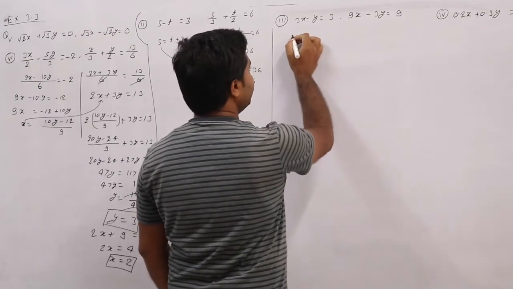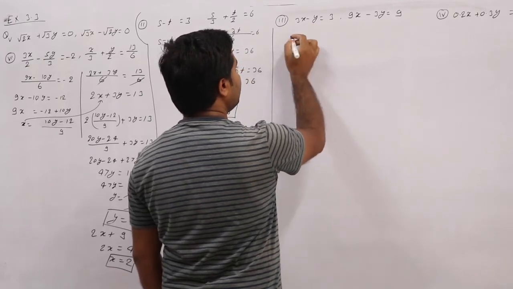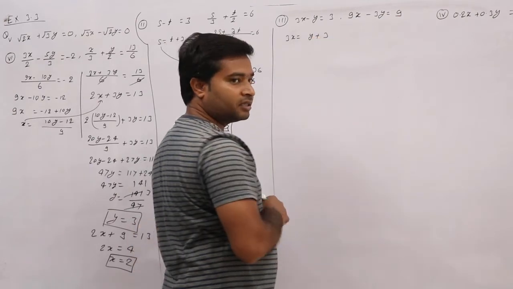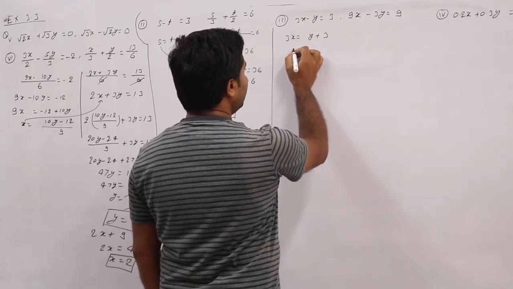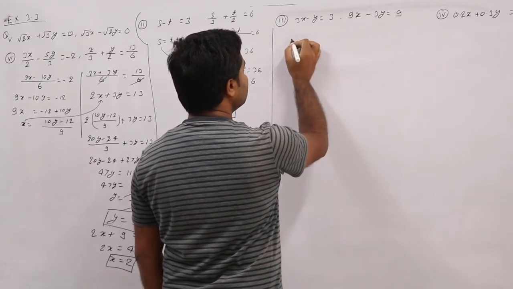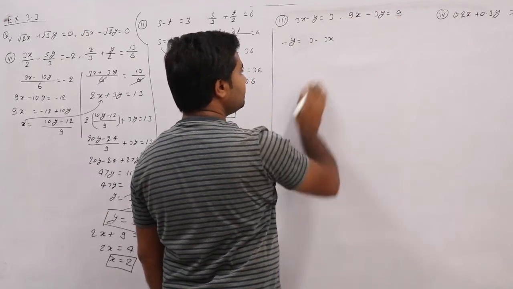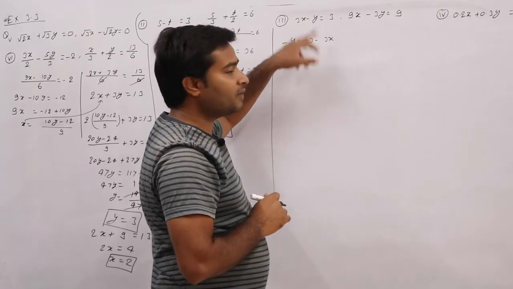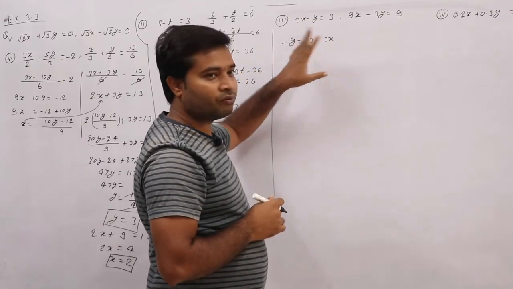See here. Find the value of y. 3x is equal to y plus 3. Better to find the value of y only. Minus y is equal to 3 minus 3x. Because if you find the value of x, it will go in the fraction. Just for removing the fraction, I am just finding the value of y.